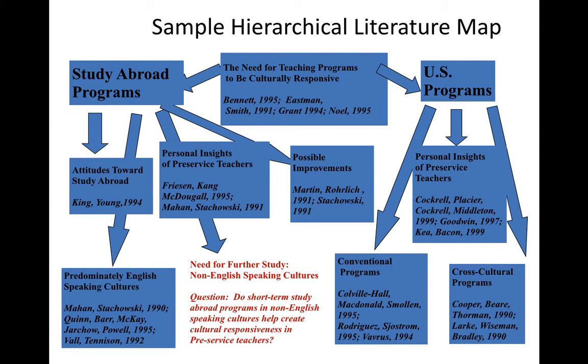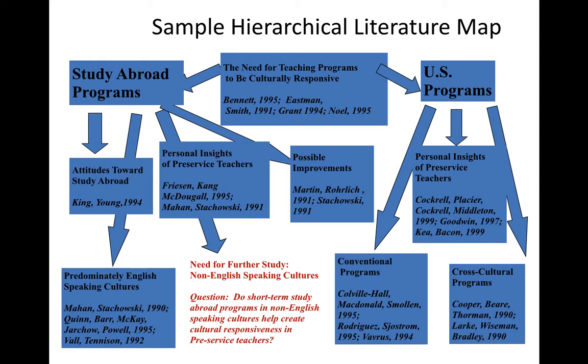This is an example of a sample hierarchical literature map. As you can see, I'm using it from a very American perspective. So there are 2 main things that I'm looking at: study abroad programs and US programs. And in this hierarchical literature map, you will see that the boxes correspond to different sources that I have identified. The topmost box, right in the center, the need for teaching programs to be culturally responsive.